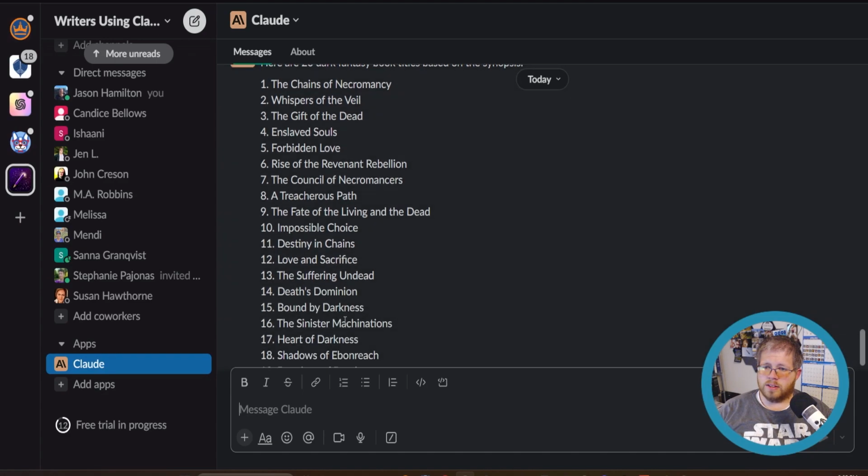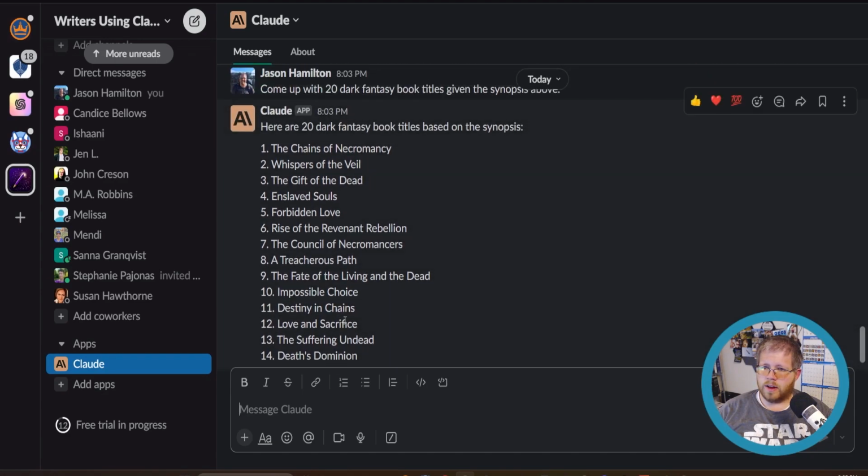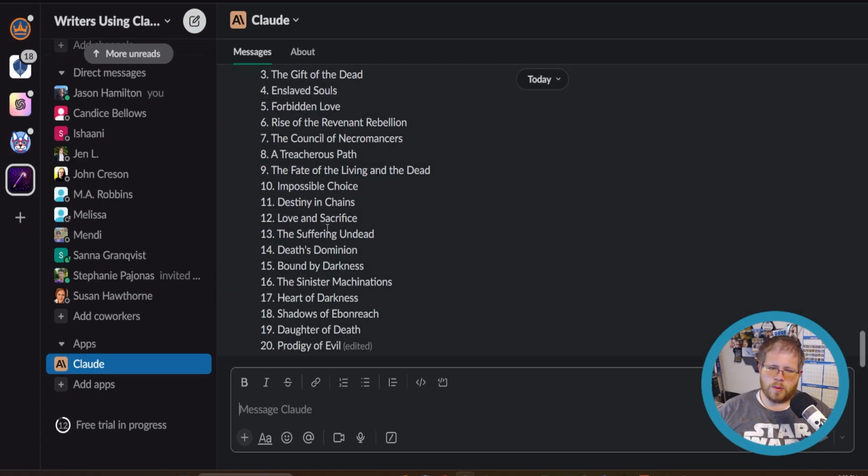I actually think these are a lot more appropriate to a dark fantasy than the ones we got out of ChatGPT. The Chains of Necromancy, Whispers of the Veil, The Gift of the Dead, Enslaved Souls, Forbidden Love. A lot of them are very similar as well. The Fate of the Living and the Dead, The Suffering Undead, Death's Dominion. So definitely not perfect. Shadows of Ebon Reach is actually not too bad.